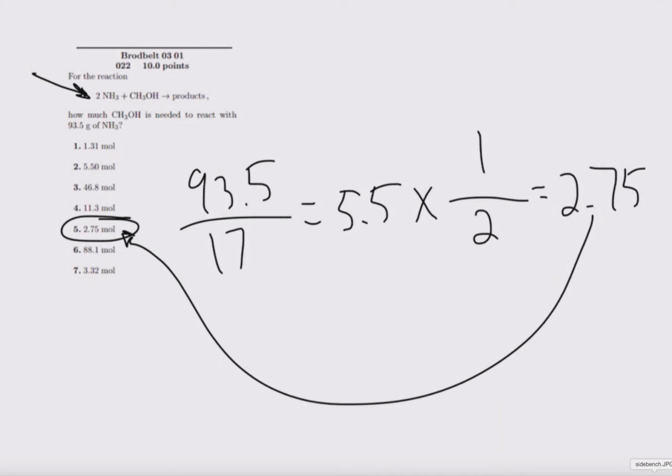If we needed to go on and do grams, we would find the molar mass of the CH3OH and then multiply 2.75 by that. But since we're asked to find moles, we can stop when we get there, which is right here, 2.75 moles.